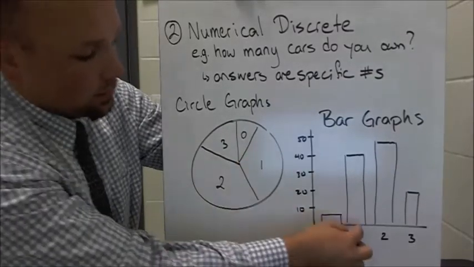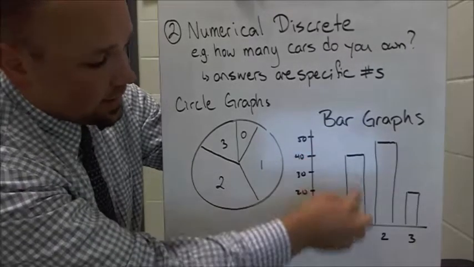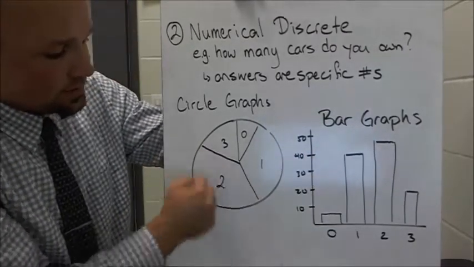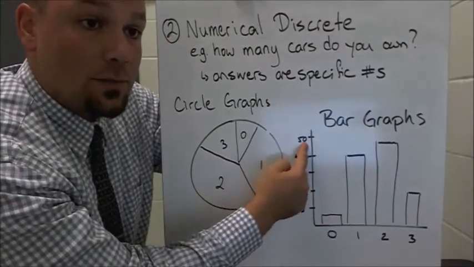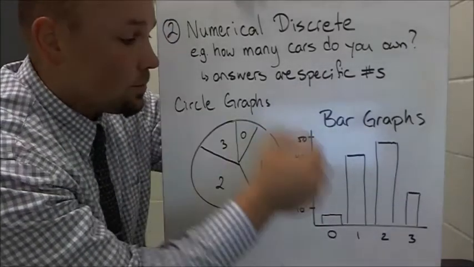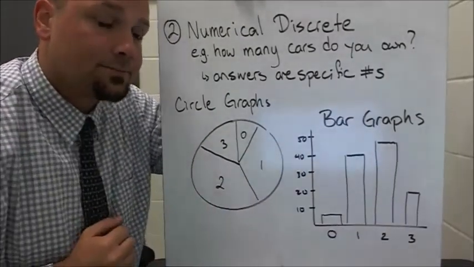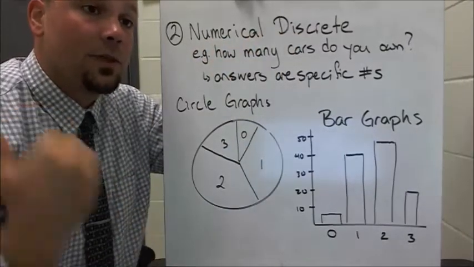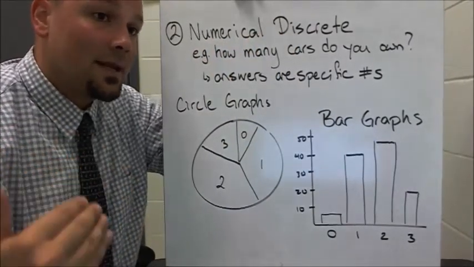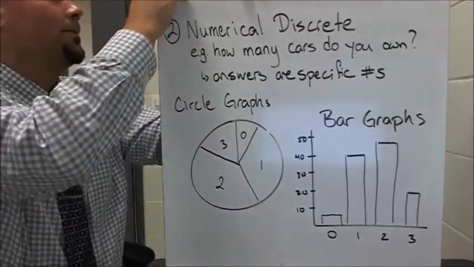1 car, lots of people just have 1 car, right? On this graph, it shows that 40 people have 1 car. 2 cars, even more. So it shows that almost 50 people have 2 cars, about 47, right? So most people have 2 cars, and then again, very few people have 3 cars, all right? So numerical discrete data has to do with numbers, but it's very similar to categorical data. It's a list of numbers that you can pick from, okay?